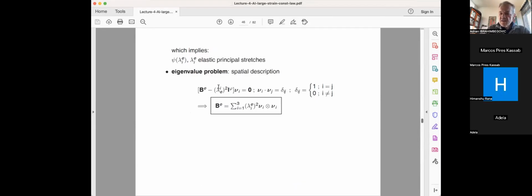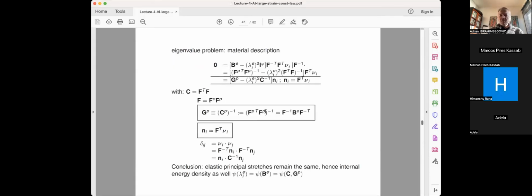So how do I compute my elastic stretches? Well, I take the elastic left Cauchy-Green deformation tensor, and I compute the eigenvectors of this tensor, and I get my elastic stretches accompanying the principal directions of such a stretch tensor. So this is the way I can write a spectral decomposition of the elastic Cauchy-Green strain tensor in terms of the elastic stretches squared times the tensor product between these principal directions of the elastic deformation. So this would be one way of setting the eigenvalue problem.